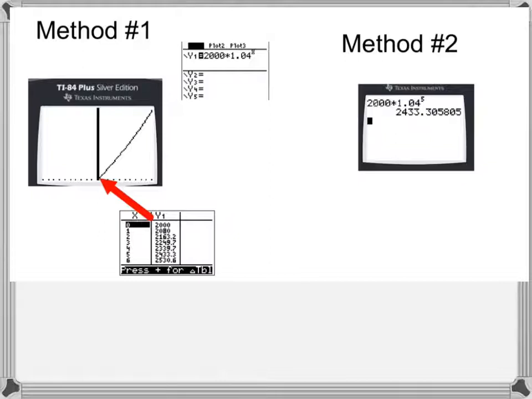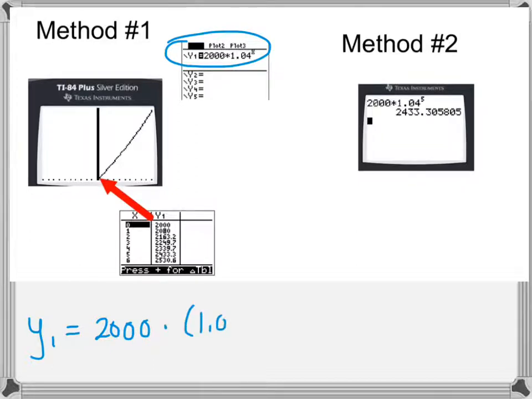Method number 1 is using your equation and putting into the y1 $2,000 times 1.04 to the x, and graphing this. And I gave a screenshot of the table so you could see. So at year 0, it's $2,000, which makes sense to us because we started with 2,000. Then year 1, it was 2080, which we got before. You can use your table then to calculate what year 5 was.